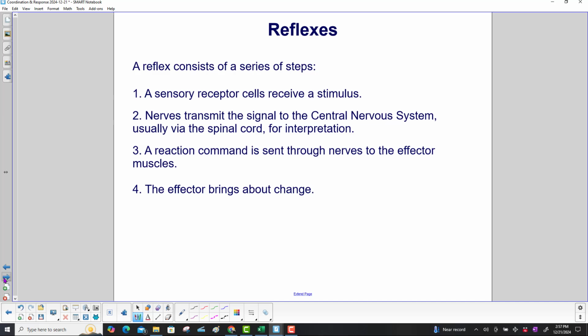A reflex consists of a series of steps. A sensory receptor cell receives a stimulus. Nerves transmit the signal to the central nervous system, usually via the spinal cord, for interpretation. A reaction command is sent through nerves to the effector muscles. The effector brings about change.